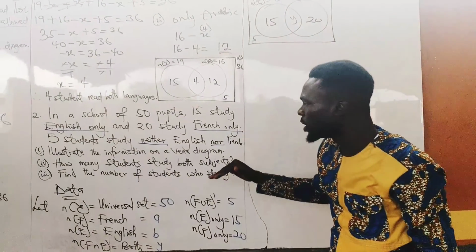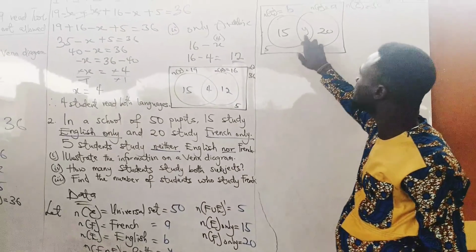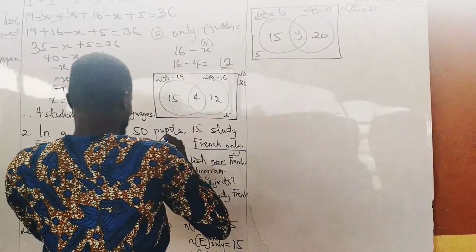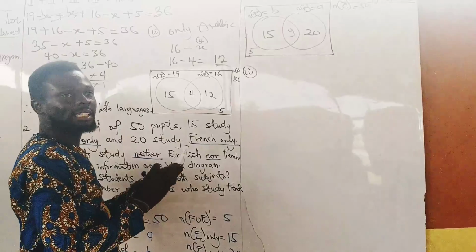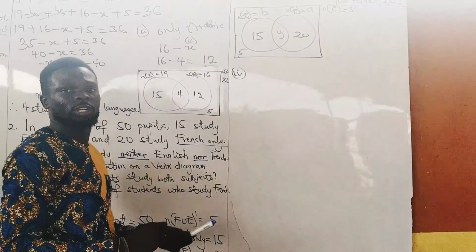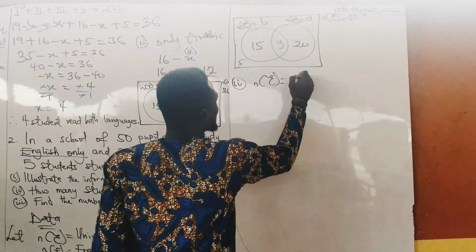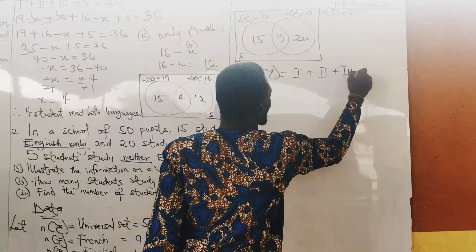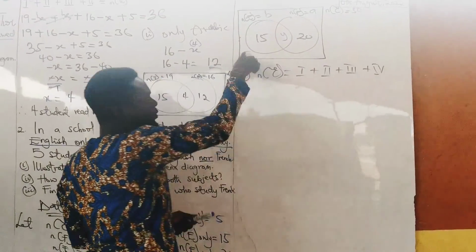But when you continue, it says how many students study both subjects? And we have replaced both subjects with Y. So we have to solve for II. And to solve for II, we were told that all the regions summed together is equal to the what? Universal set. So we can say the number which is the universal set is equal to region I plus region II plus III plus region IV. IV because we have the fourth region.